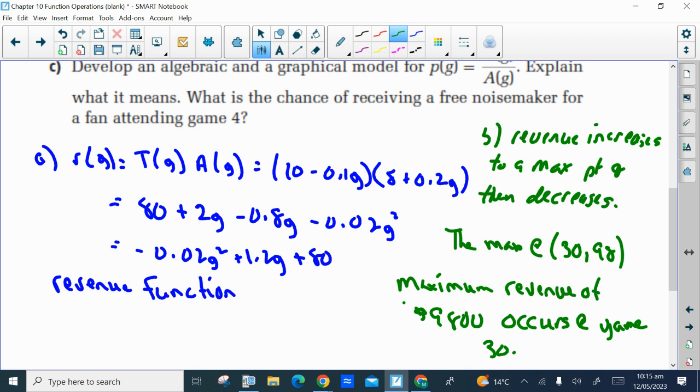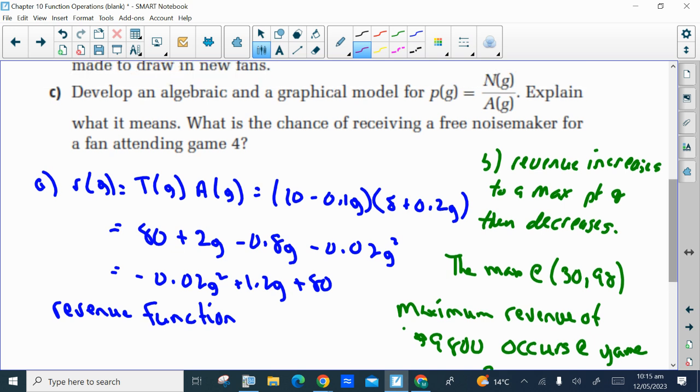So there's part B. And now C asks us to develop an algebraic and graphical model for P at G equaling N at G over A at G. Explain what it means, and then what is the chance of receiving a free noisemaker for a fan attending game 4. So when it asks that question, what is the chance of receiving a free noisemaker when G is 4, it's like asking for the probability.